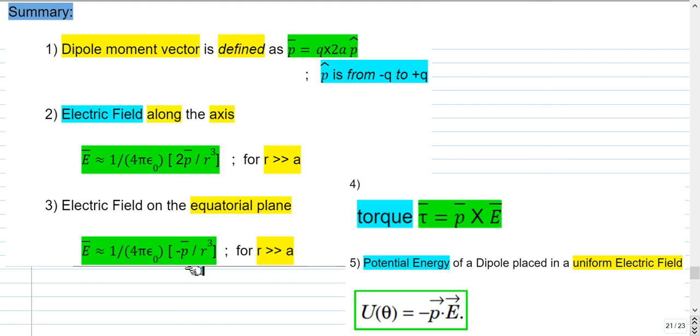Torque acting on a dipole placed in a uniform electric field is given as p cross E, and the potential energy of a dipole placed in a uniform electric field is given as minus p dot E. So this will correspond to the potential energy being 0 when p and E are perpendicular, that is, when the angle between the dipole moment vector and the electric field vector is 90 degrees.